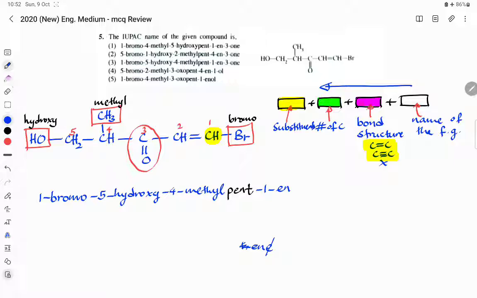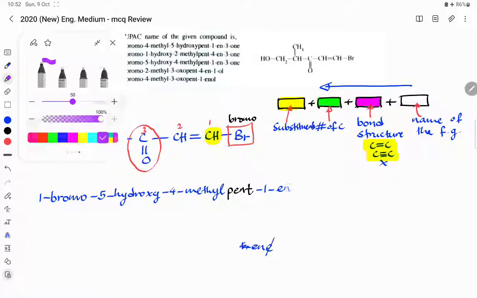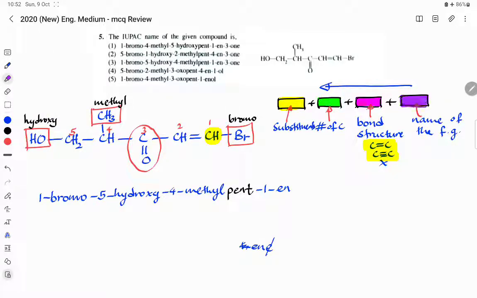Now, the last part is the name of the functional group. The name of the functional group is one. It is on the third carbon, so the name will be 3-one. Even if there is a number or a locant in between the ene word and the one word, we should omit the last letter here. Okay, this will be the IUPAC name of the compound.